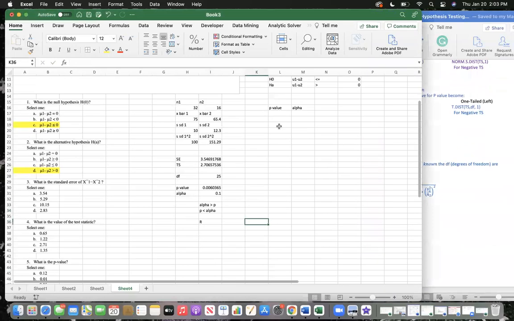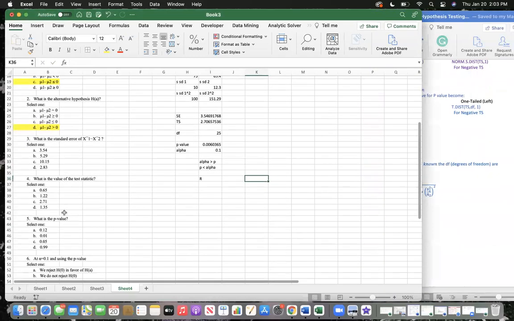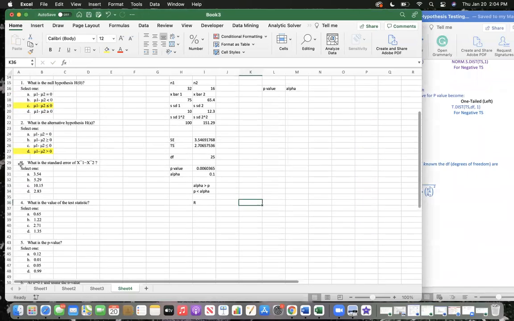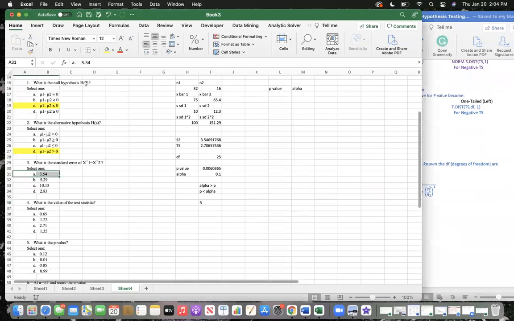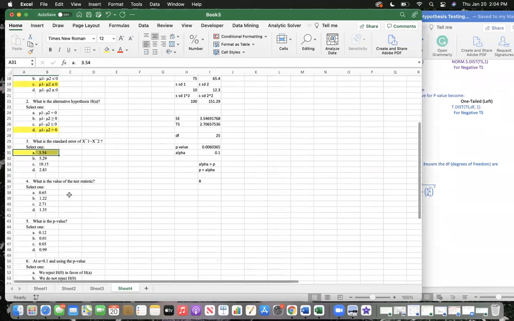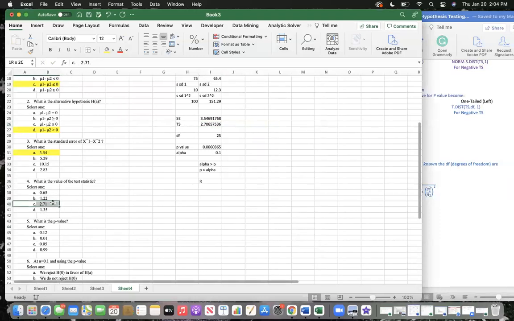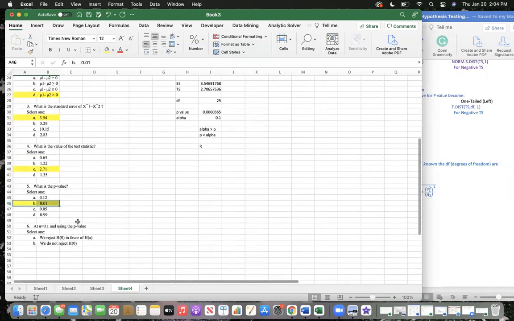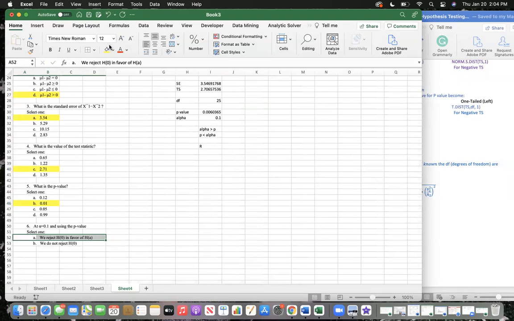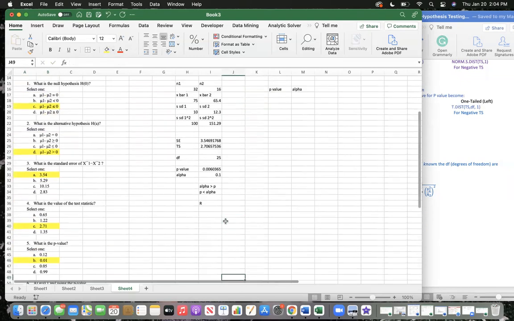And now we can just go through what we just solved here and put in the answers. So for number 3, standard error, we calculated that right here. That'd be A. What's our test statistic? Test statistic 2.71, so C. P-value 0.006, so we can round that to 0.01. And we said we reject, so the answer would be A here. We reject. And that's how you do that.